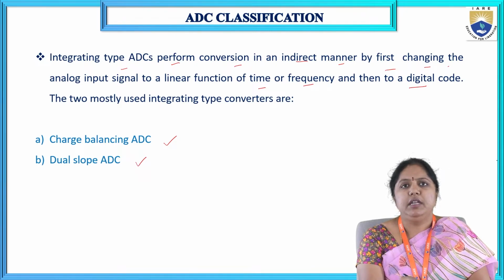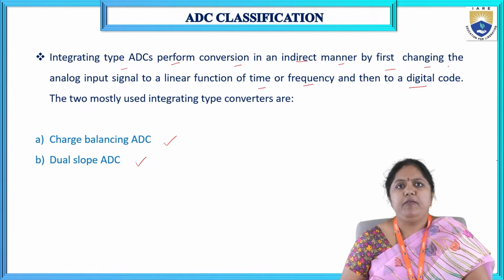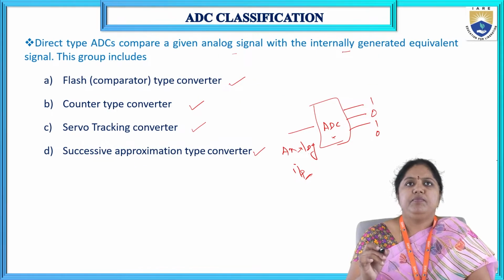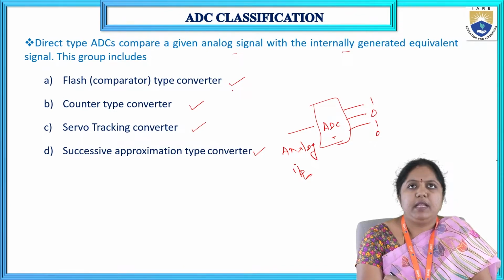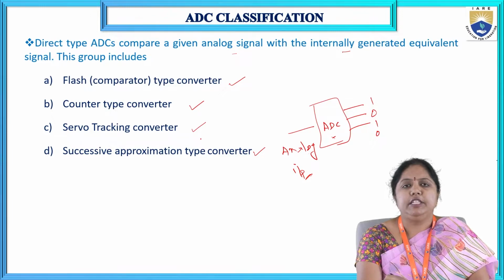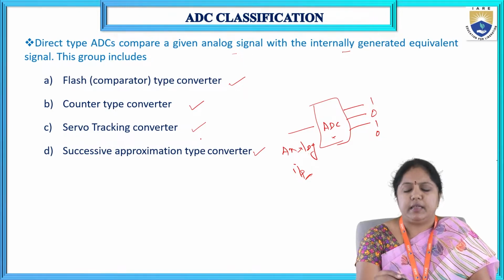So in this session, let us see the direct type of ADC. As I told you previously, we can realize the direct type of ADC using the flash type converter, counter type converter, servo tracking converter and successive approximation type of converter. So first let us go through each and every circuit diagram.